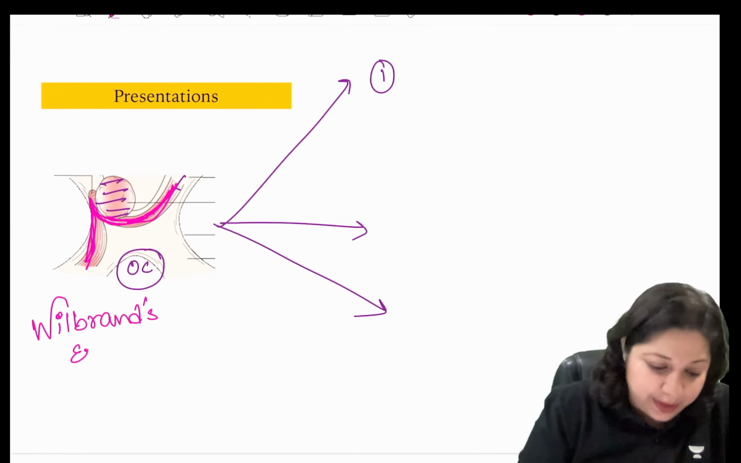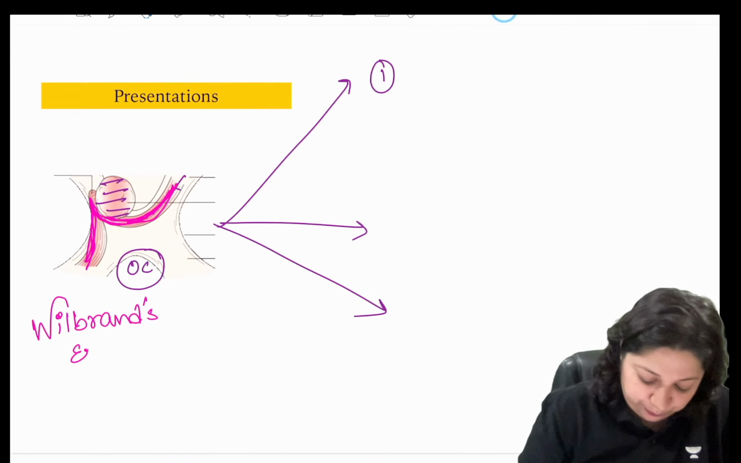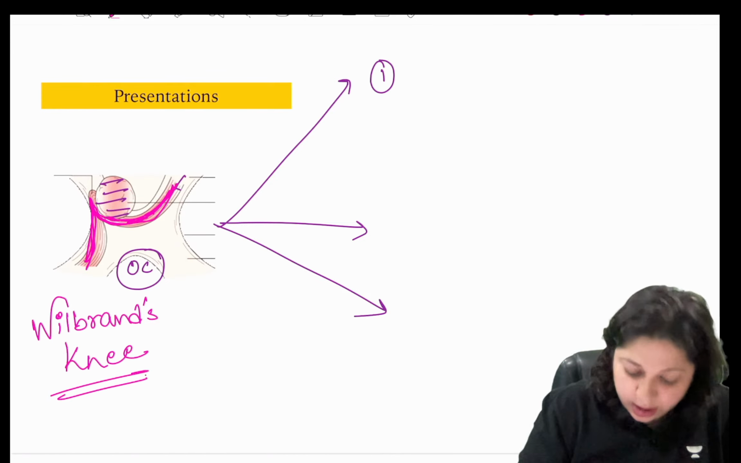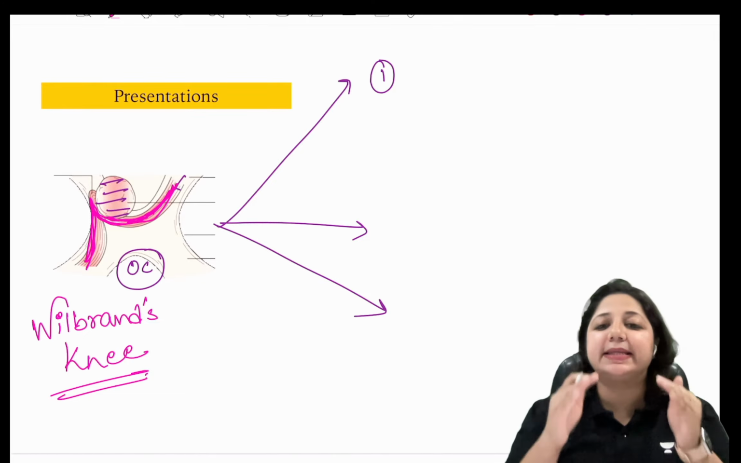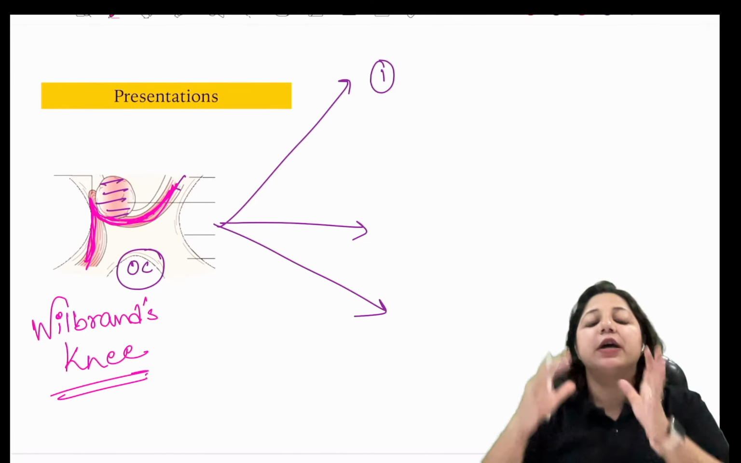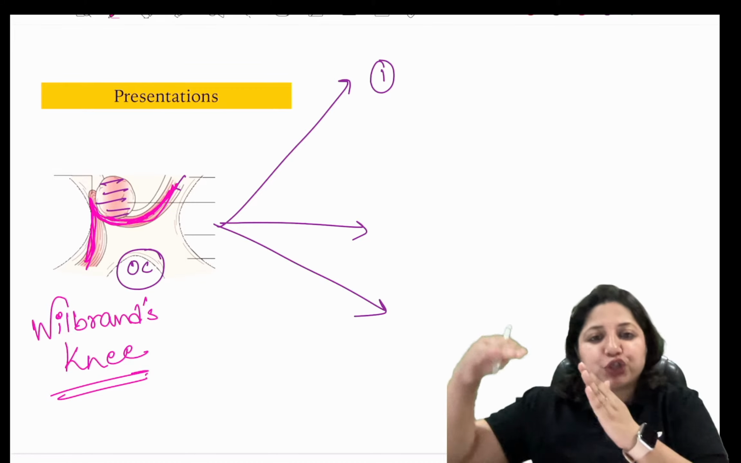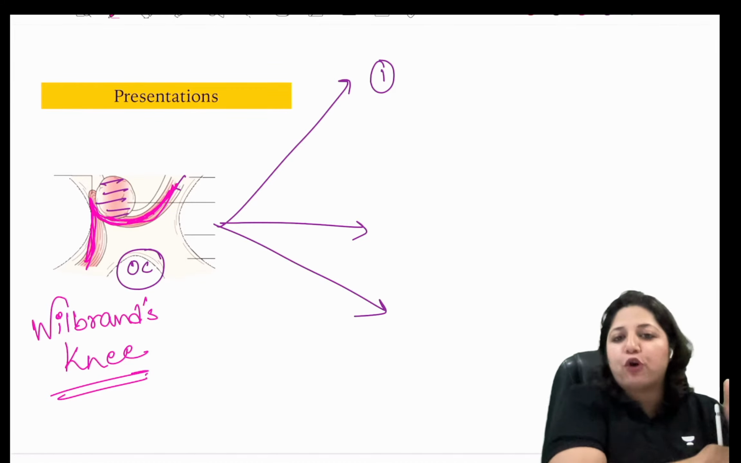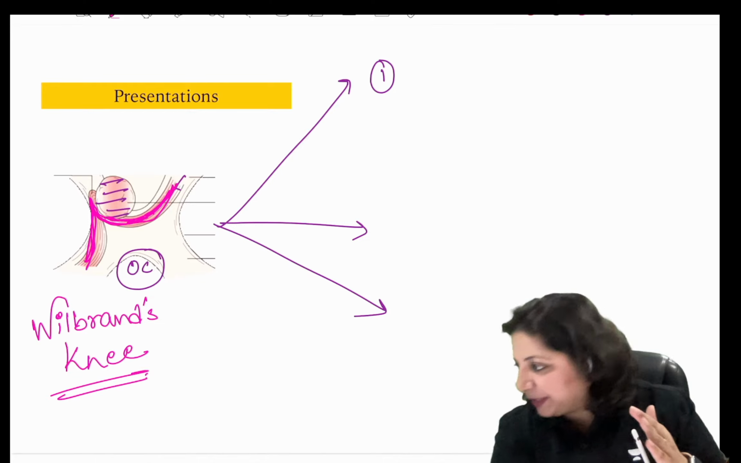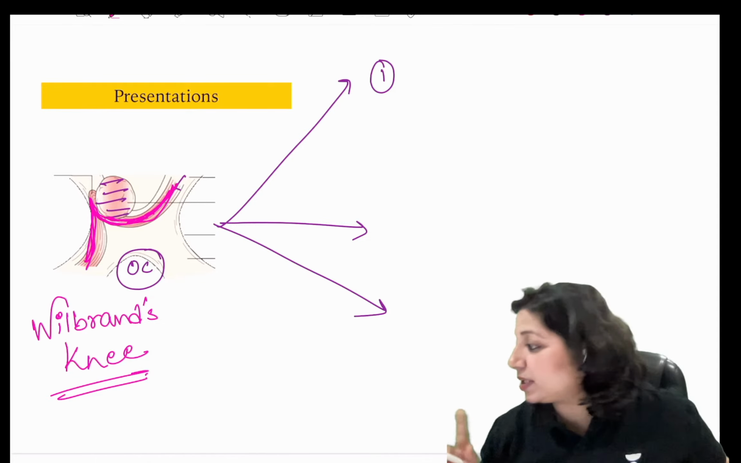You call it Wilbrand's knee, right? So now what is Wilbrand's knee? These are the inferior nasal fibers of the nerve which loop into the contralateral nerve before passing behind as optic tract. So basically this is not Meyer's loop.